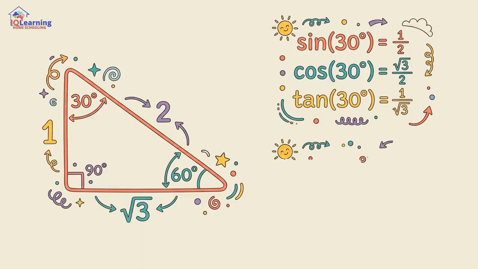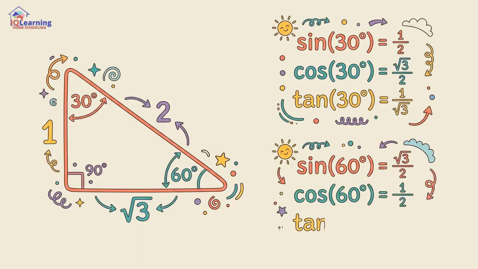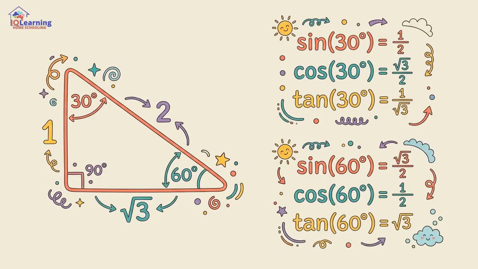For 60 degrees, sine and cosine swap. Sine 60 degrees is square root of 3 over 2. Cosine 60 degrees is 1 over 2. Tangent 60 degrees is square root of 3.